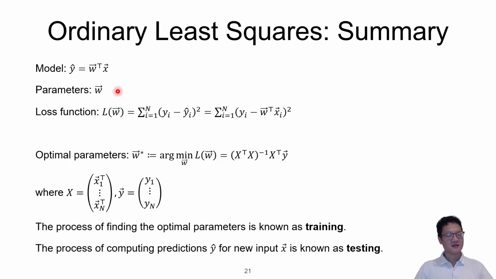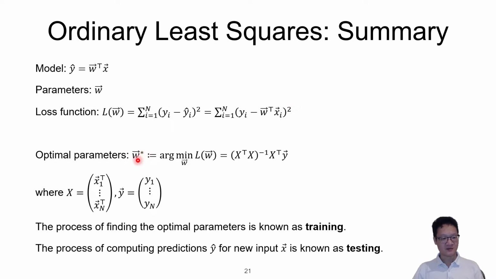To summarize: in ordinary least squares, our model is y hat equals w transpose x. We pass some input to the model, and we get a prediction y hat. The parameters, or the unknowns that we would like to determine, is the vector w. To find the best w, we define a loss function to be the sum of squares of the error between the actual output data and the predicted output. Plugging in the predicted output from our model, we have this loss function: the sum from i equals 1 to n of (yi minus w transpose xi) squared.